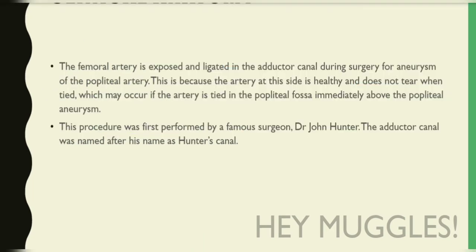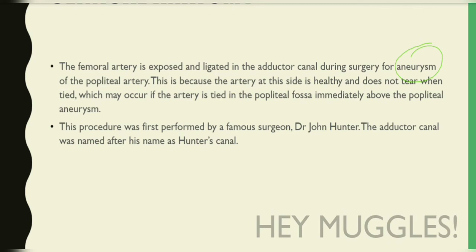Coming to the clinical anatomy part of your adductor canal. What is the importance of your adductor canal? Why are we studying it as a separate topic? What happens when there is an aneurysm in your popliteal artery? An aneurysm is an enlargement of an artery caused by a weakness in the arterial wall. If there is any weakness in the artery wall, it may create a bulge or distension, and we call it an aneurysm.